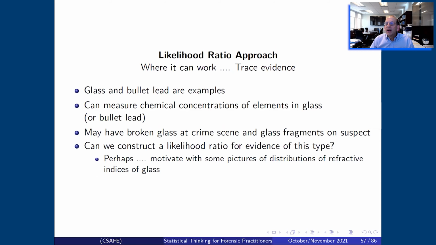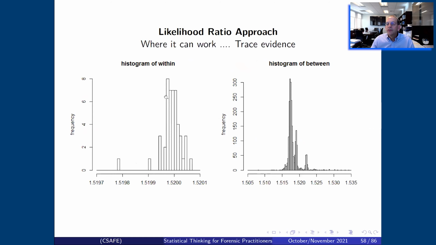So that was the good. This is the bad. That is, it could work in trace evidence, and people are trying to make it work, but it is hard, and we'll see why. I'm thinking about glass and bullet lead here, where we have chemical measurements. We can think about a likelihood ratio for this type of evidence. Why do I say that?